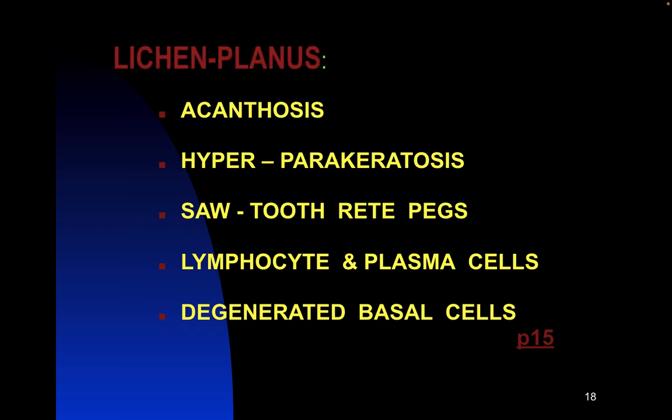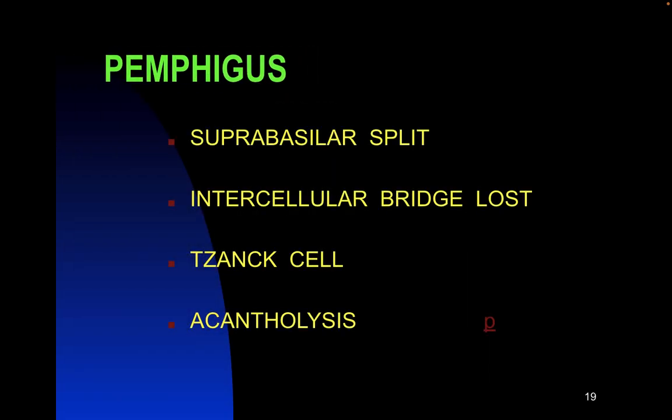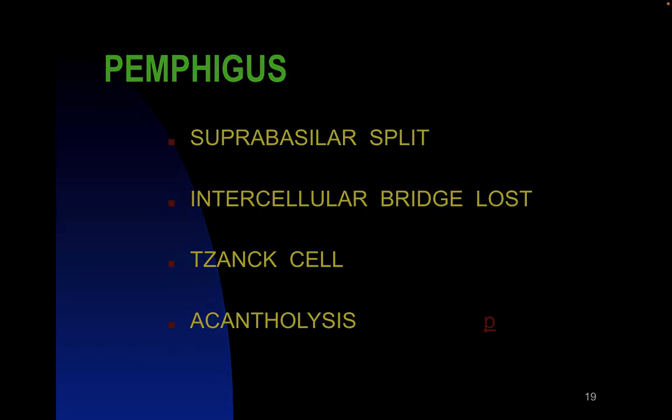Now, what we see in lichen planus, the first sign is acanthosis, hyperparakeratosis, saw-tooth rete pegs, lymphocytes and plasma cells, and degenerated basal cells. Pemphigus includes suprabasilar split, intercellular bridge loss, and the most common is Tzanck cells present in acanthosis.